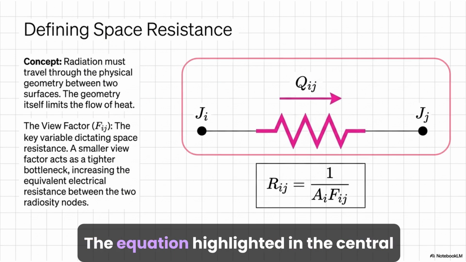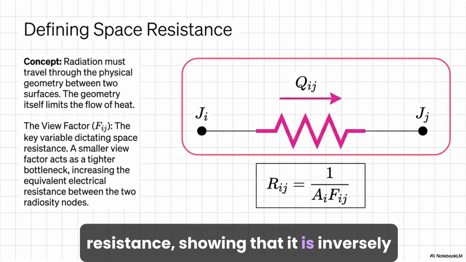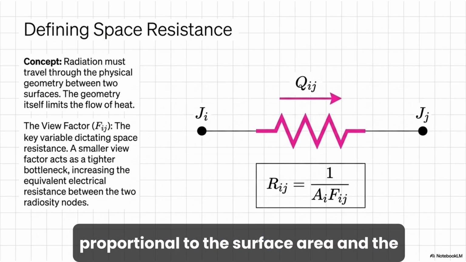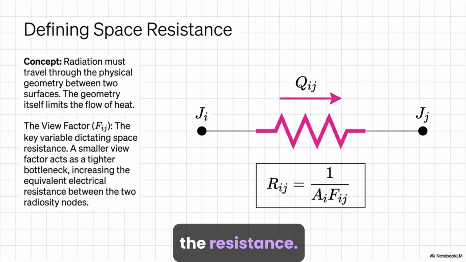Looking at the circuit layout on the right side of the slide, the space resistance connects two different radiosity nodes. The equation highlighted in the central box defines this geometric space resistance, showing that it is inversely proportional to the surface area and the view factor between those two nodes. The less they see each other, the higher the resistance.